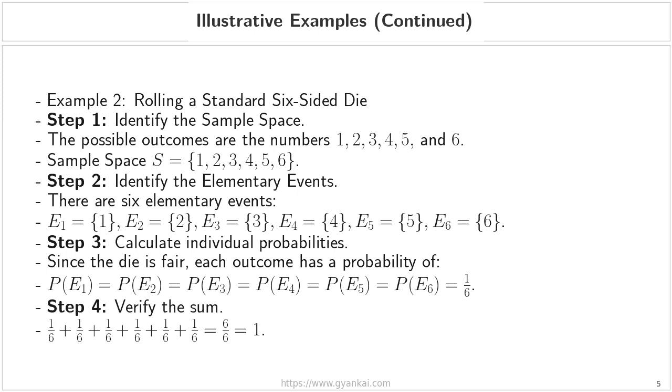Finally, in step 4, we perform the verification step to see if the fundamental property we discussed earlier holds true. We add up the probabilities of all our elementary events, 1/6 plus 1/6 plus 1/6 plus 1/6 plus 1/6 plus 1/6. As you can see, 6/6 simplifies perfectly to 1. This confirms that our sum of all elementary events equals 1, just as the theory predicts.